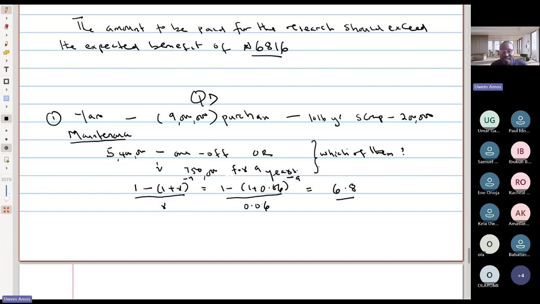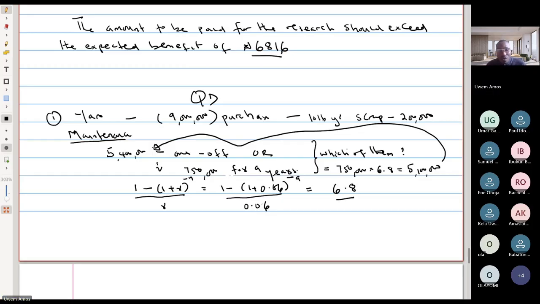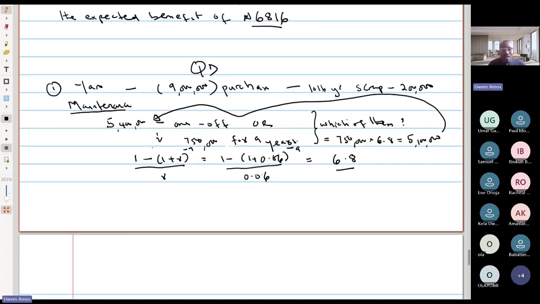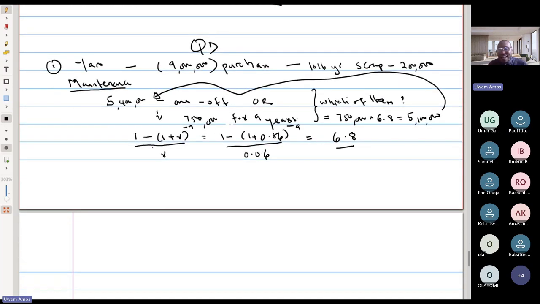6.8. So let's extend it. So that would be 750 multiplied by 6.8, which is 5.1. Okay, so 5.1 for 9 years versus 5.4 to pay one time, which makes more sense. It makes more sense for us. Clearly, 5.1 is cheaper, right? Yeah. So since 5.1 is cheaper, let's now find the net benefit for Yarrow then quickly.